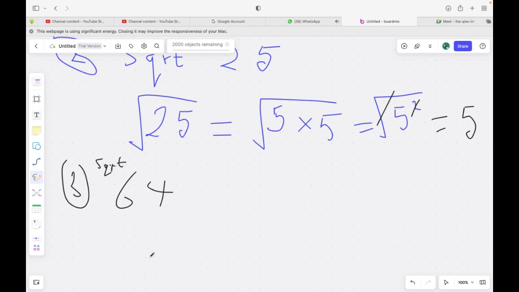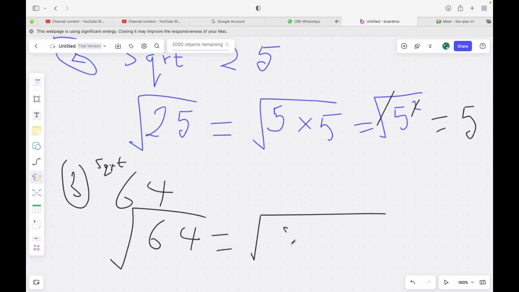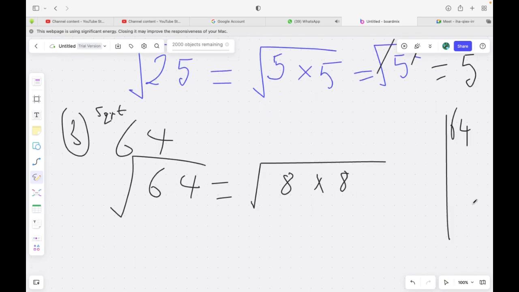So even if you don't know, you can break 64 down. The square root of 64 is simply 8 multiplied by 8. But if you don't know, let's say the number is a big number, you can simply break it down. You can break any number you don't know.